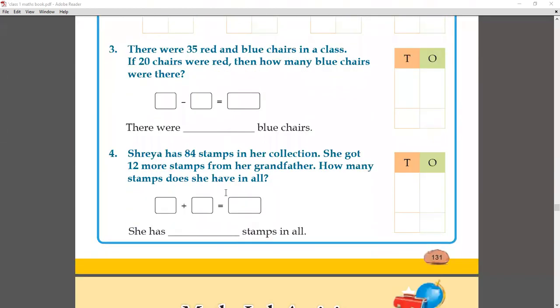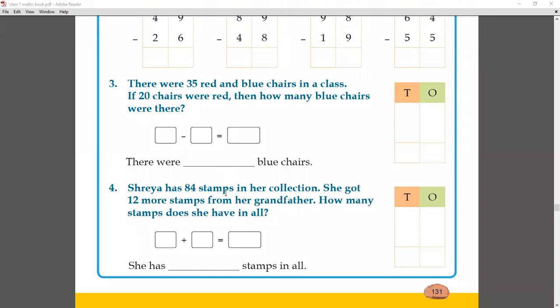Look at this. There were 35 red and blue chairs in a class. If 20 chairs were red, then how many blue chairs were left? What do we do in this sum? Minus, because what is written here? If 20 chairs were red, then how many blue chairs were there?